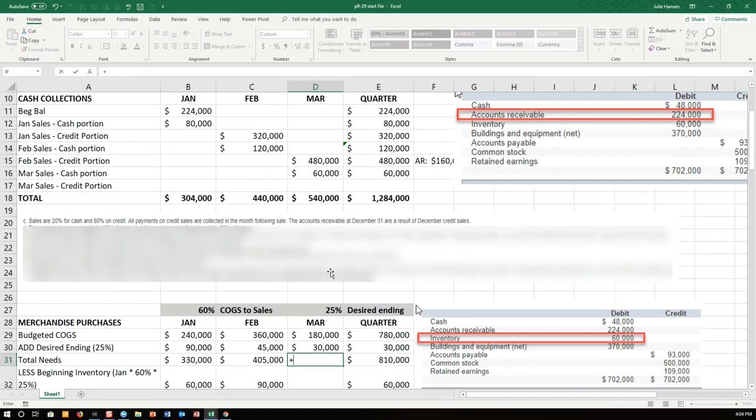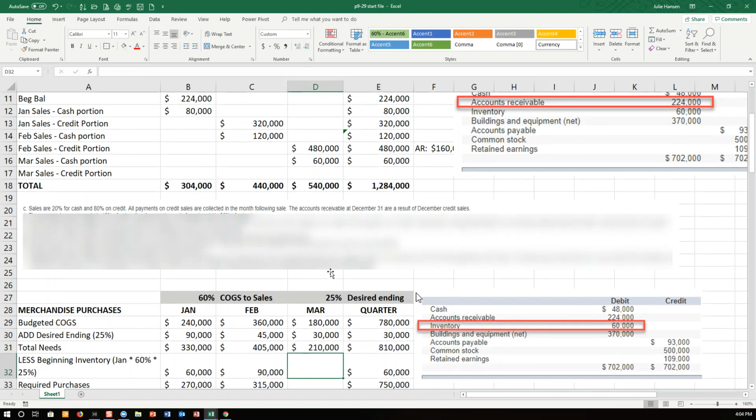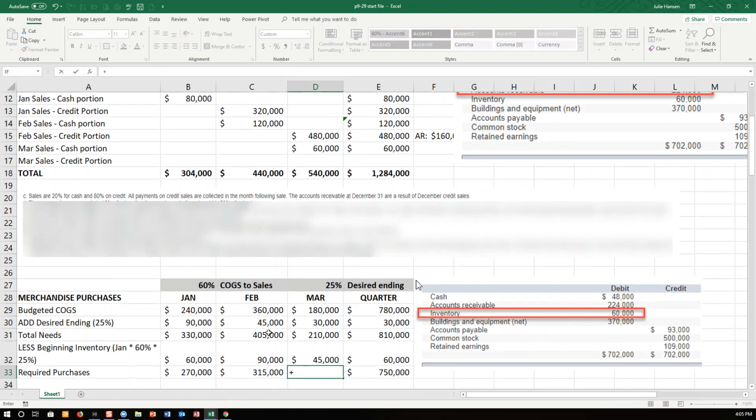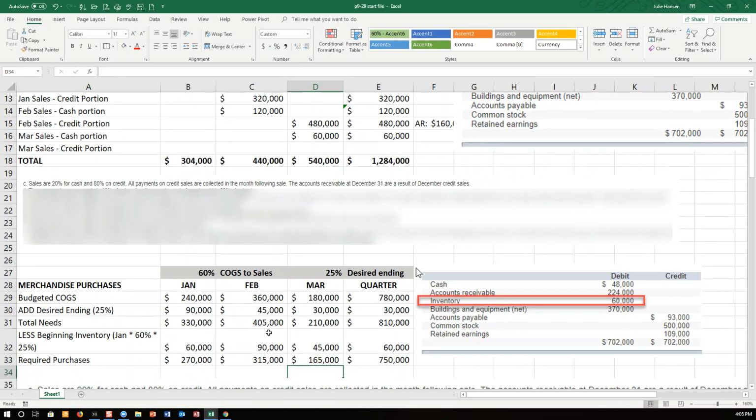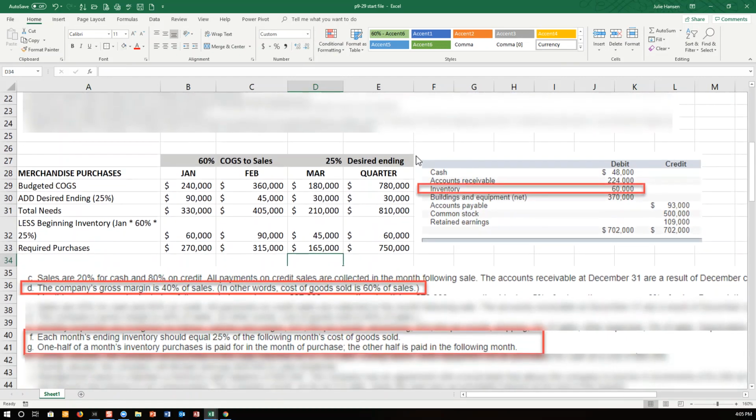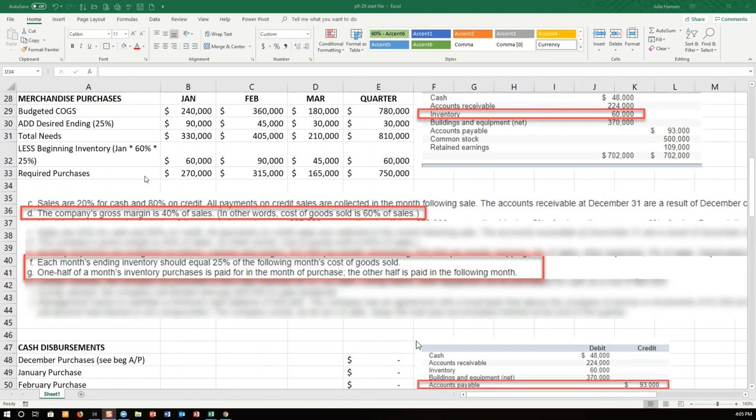So that should be my desired ending inventory. And then I do the same thing with this. Okay, what was my beginning inventory for March? It was my ending inventory from February. Boom, there you go. This less this gives me 165, and then the quarter comes along in here. Okay, so now we know what our required purchases are.